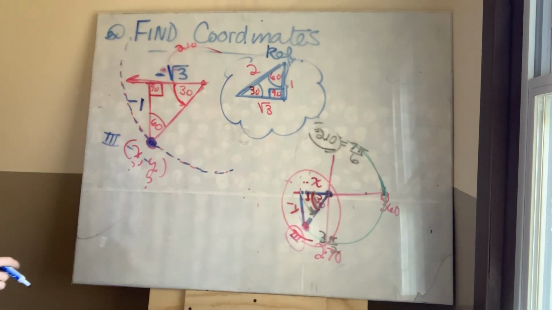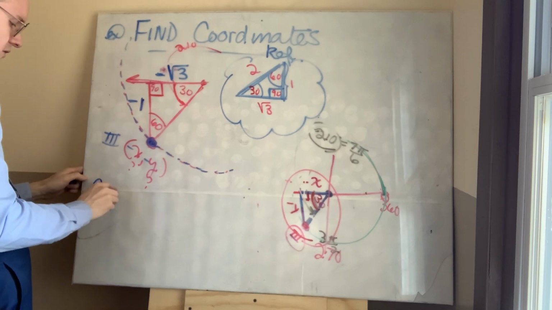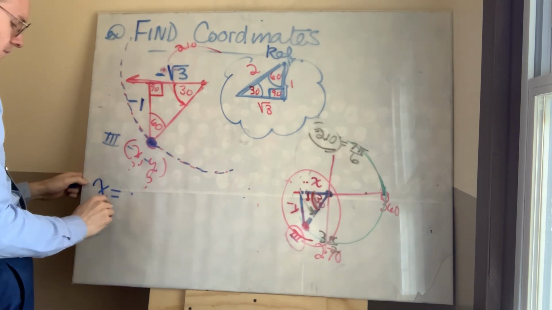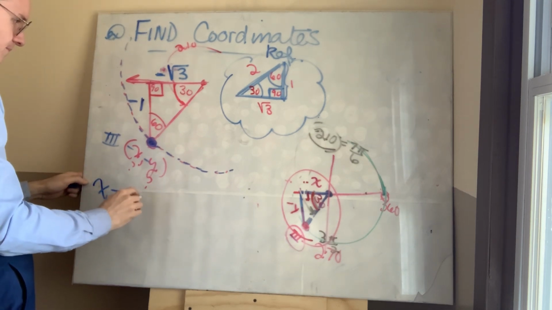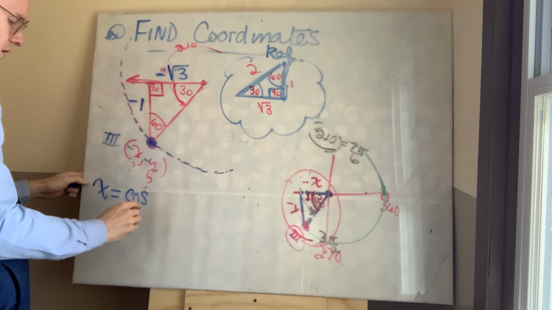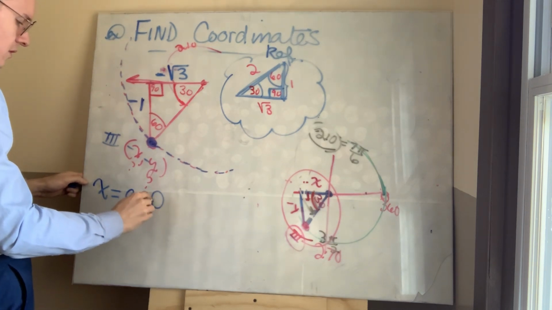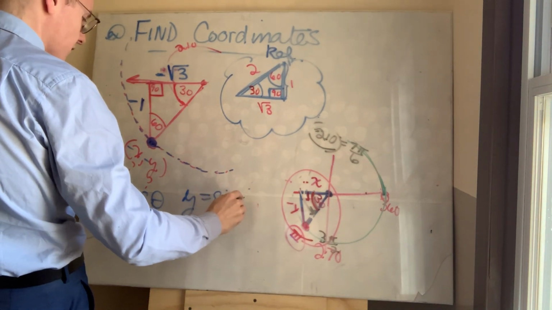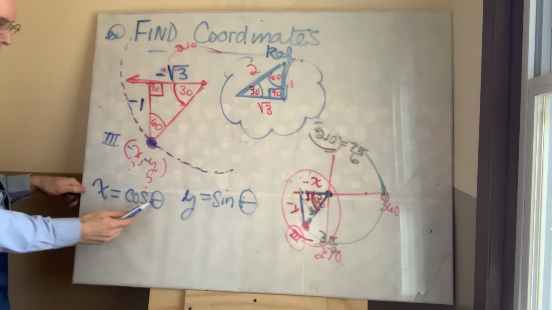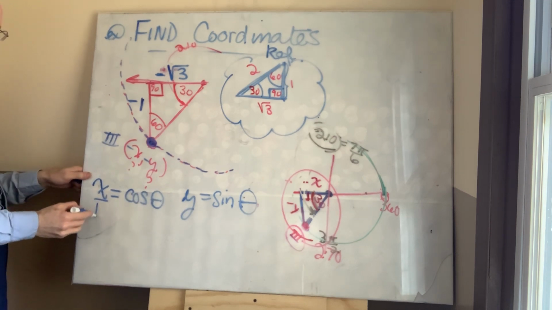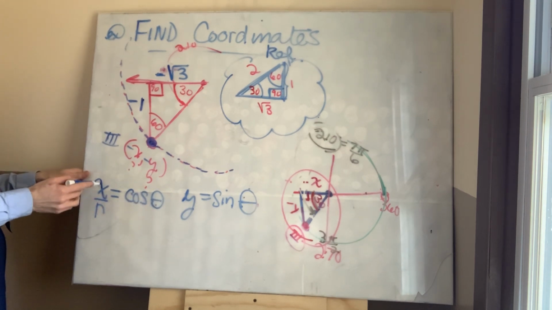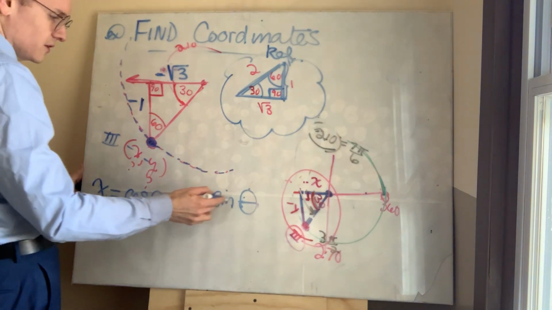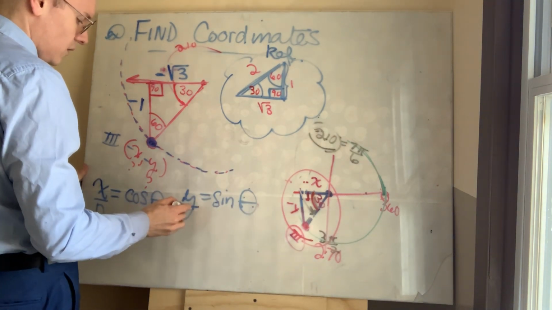Okay. x is equal to the cosine of theta, and y is equal to the sine of theta. So I should say it is dependent upon these ratios. Cosine of theta is x over r, and sine of theta is y over r.